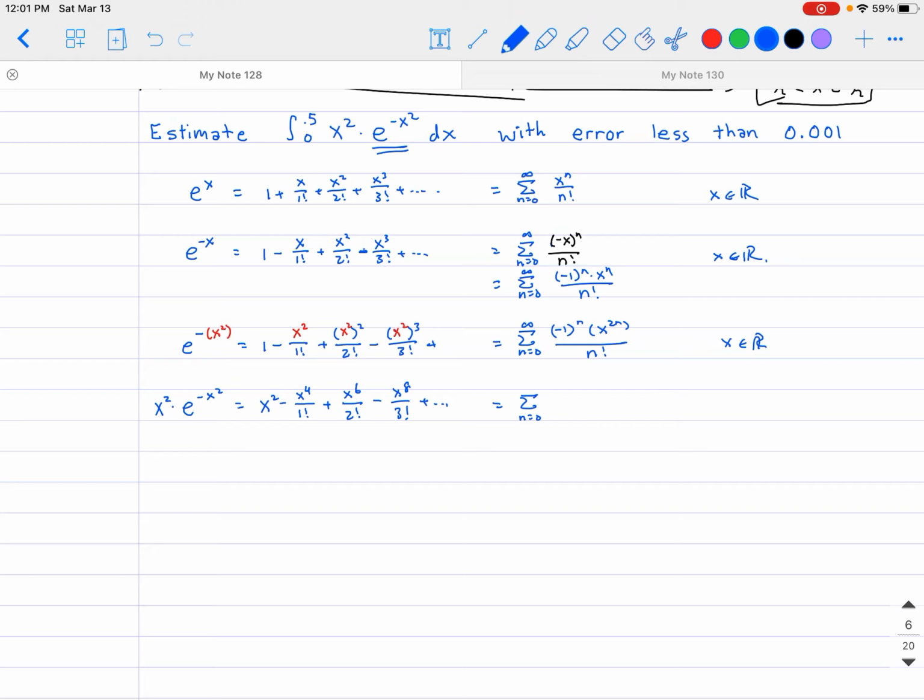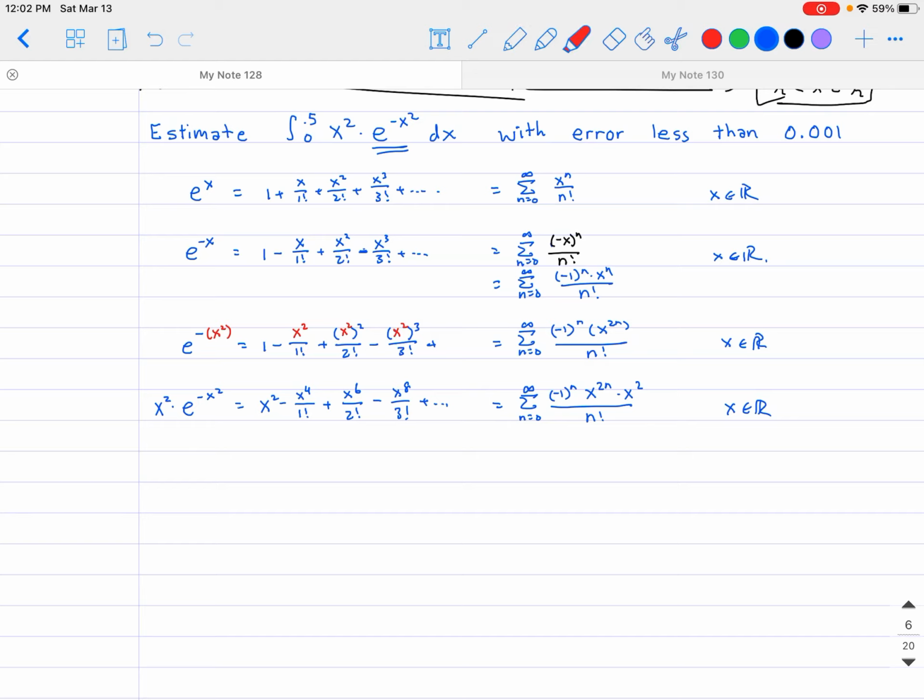In our summation, I'm just multiplying by x squared, so the -1 to the n doesn't change. The x to the 2n doesn't change either. Multiplied by x squared, so we just multiply by x squared like this, and then all divided by n factorial. And we still have all real numbers.